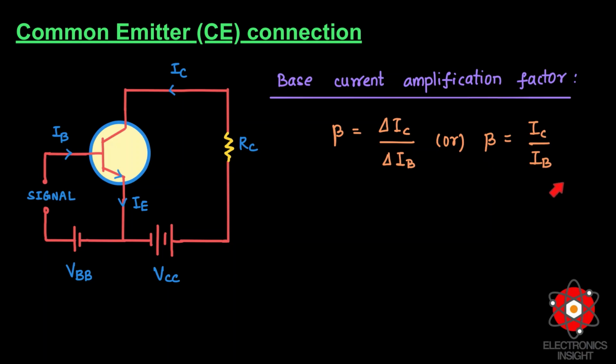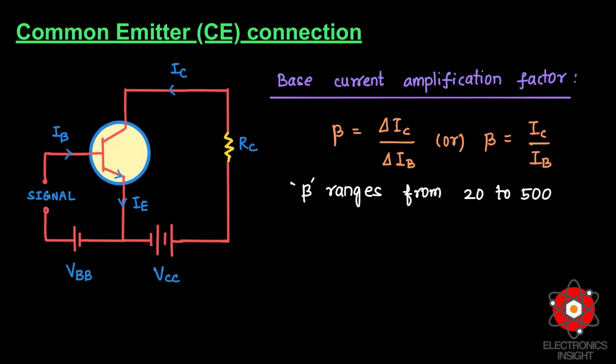And in almost any transistor, less than 5% of the emitter current flows as the base current. This is a very common thing that we have discussed in the previous video also. Therefore, the value of beta is generally greater than 20. Now we need to understand the relationship between beta and alpha. Alpha is also the current amplification factor, which we have seen with respect to common base connection, and beta is the base current amplification factor for a common emitter configuration. So now we will understand a relationship between beta and alpha.